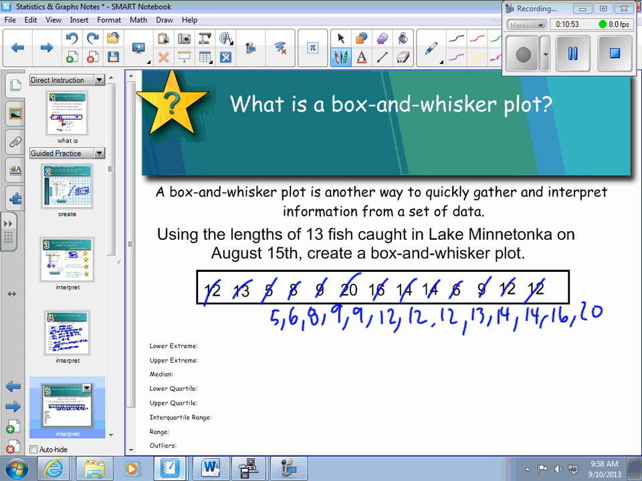Now we can answer a couple questions. What is the lower extreme and the upper extreme? It's easy to see now. The lowest number is 5. Our upper extreme, the biggest number here, is 20.